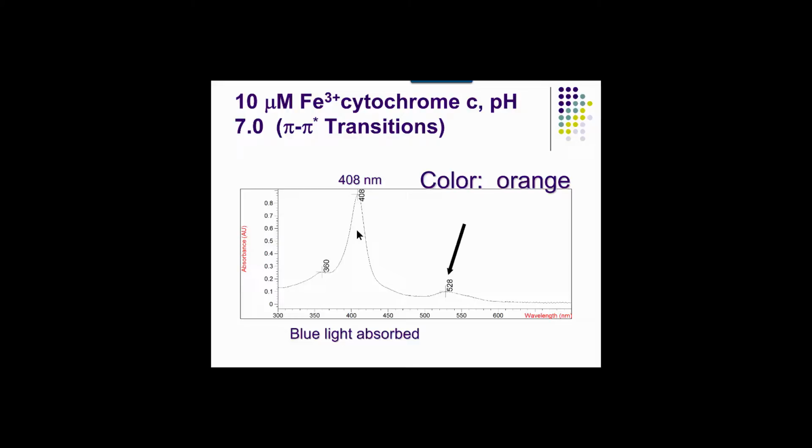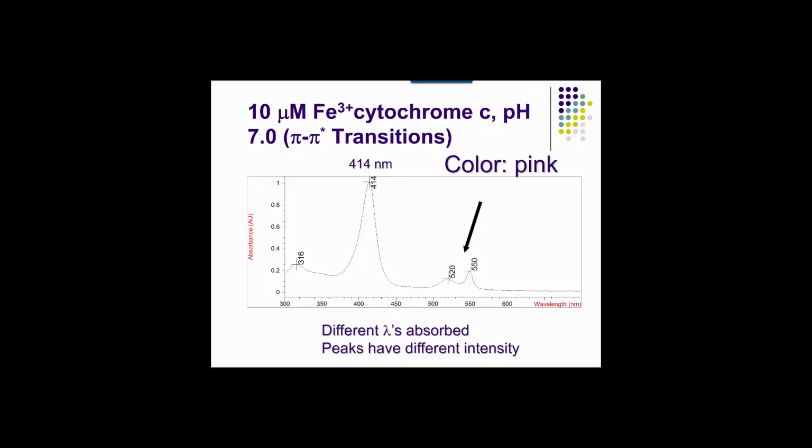What happens if we add a reducing agent to this protein? If we add a reducing agent to ferri cytochrome C, that's what I'm showing you in this spectrum, are the optical changes that take place. If I look at the solution, it immediately changes from orange to a really pretty pink color. And what you're seeing are the distinctive changes in the UV visible spectrum that produce that change in color to this pink solution. So the heme Soret band shifts from about 406 nanometers out to 414 nanometers.